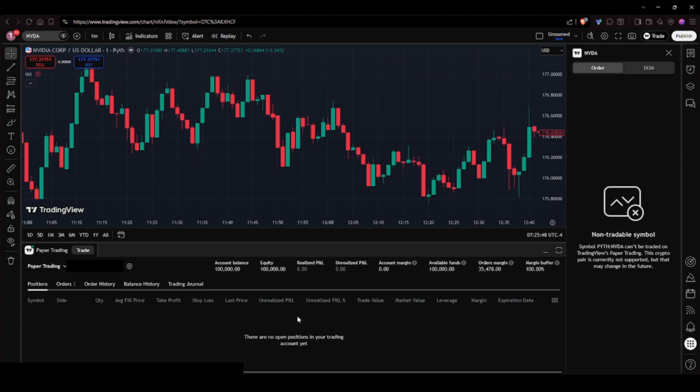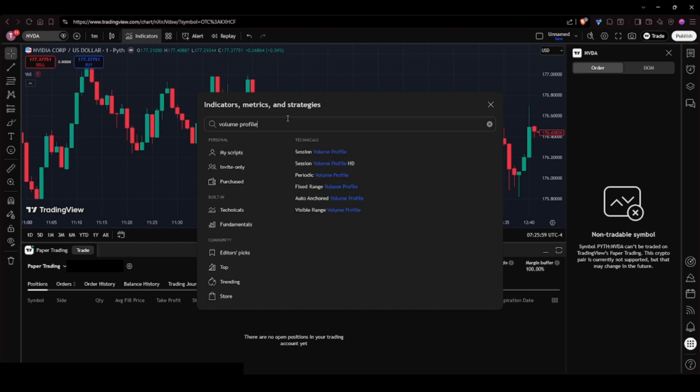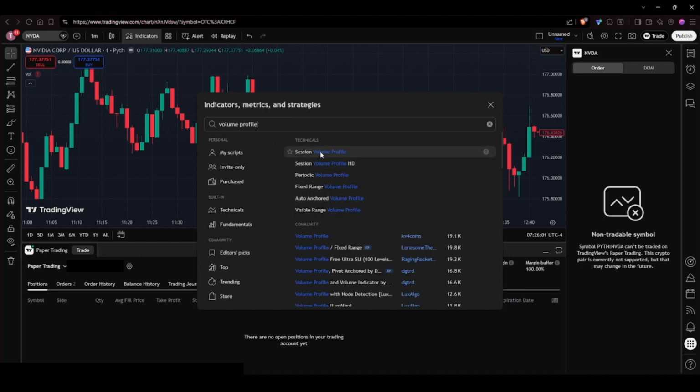Once your chart is open, locate the Indicators section, typically found at the top of your screen. Click on it, then type Volume Profile in the search bar. There are several options available, such as Fixed Range and Session Volume Profile. For this tutorial, we will select the Fixed Range Volume Profile, which allows you to analyze the volume over a specific period of time.